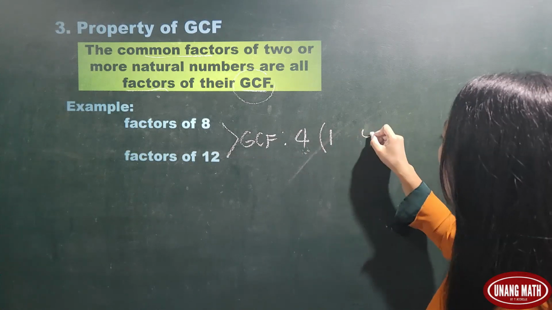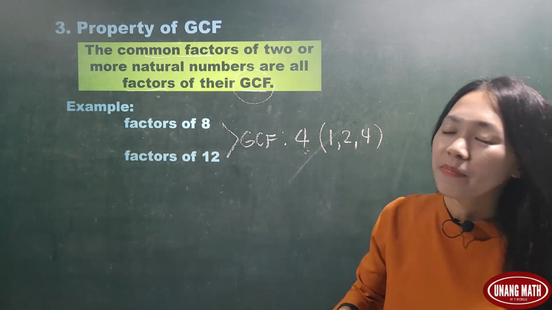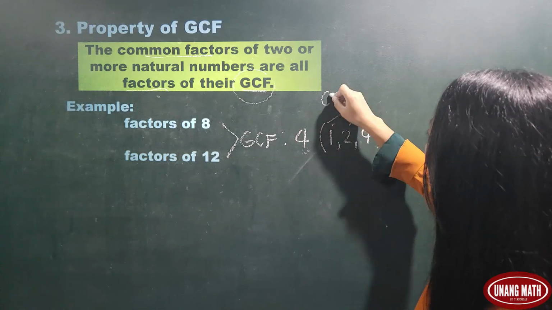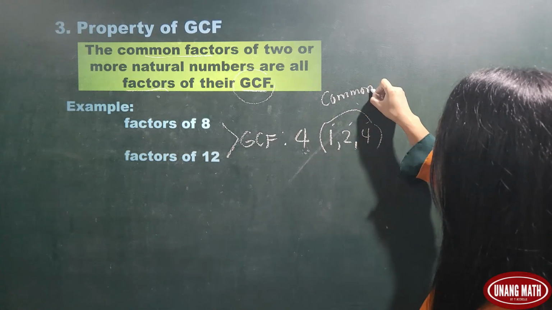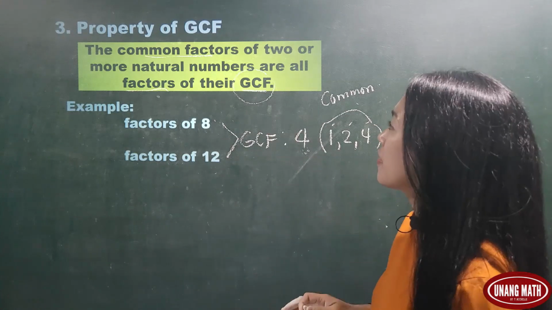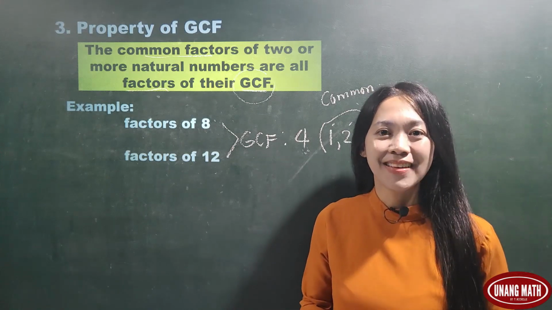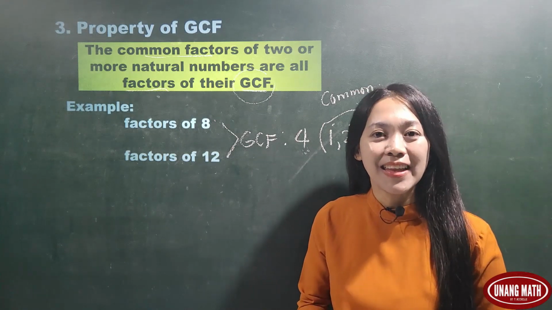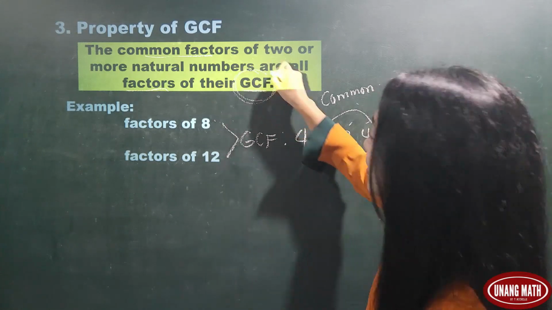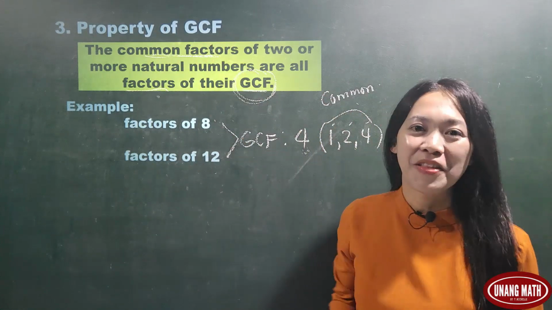We have 1 and 4. Okay, 2 is also a factor of 4. It means 1, 2, and 4, these are common factors of 8 and 12. Property of GCF is very important because in exams or in tests, even if they didn't give the numbers, as long as we know the GCF, then we can find the common factors of the numbers.